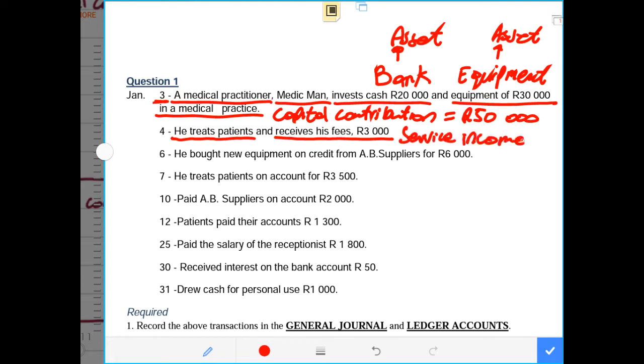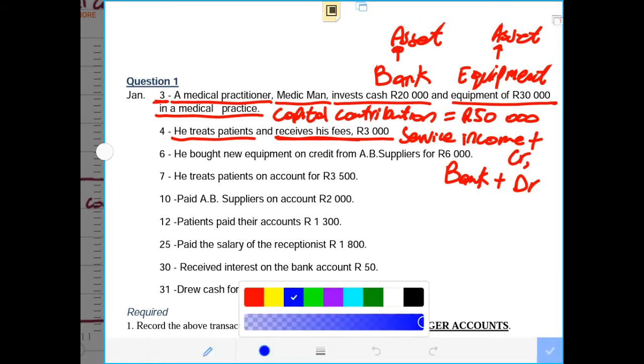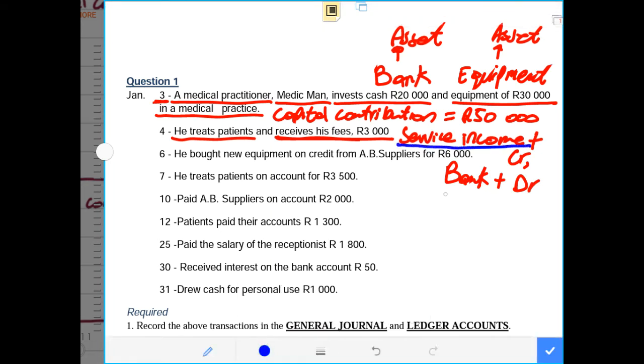because this practitioner is rendering the service. So now our income will increase, and we know that income increases on the credit side. And because the owner received the money, bank will have to increase. That means the bank will increase on the debit side. In this case, we only need to open a ledger account for service income, because we already have a ledger account for bank.